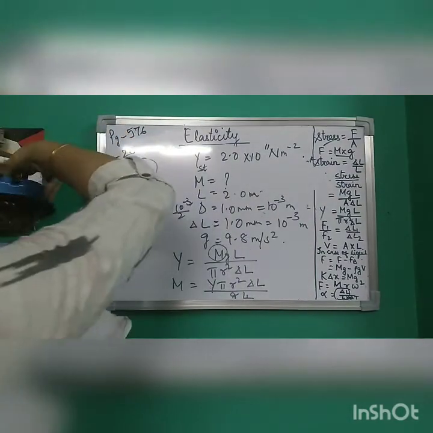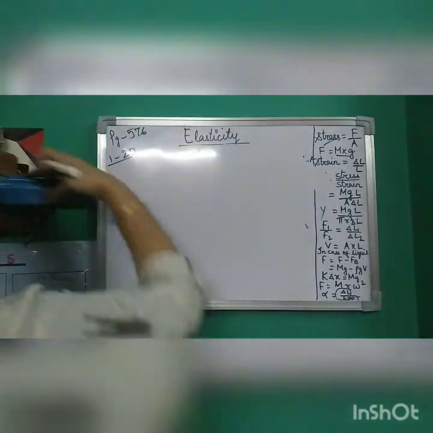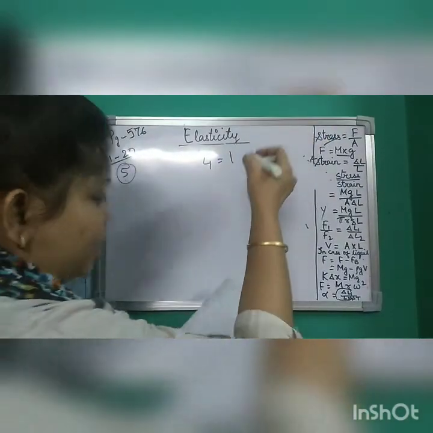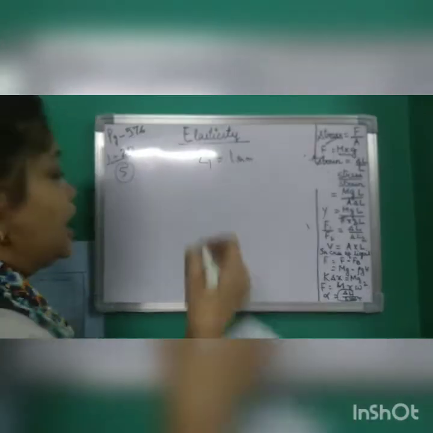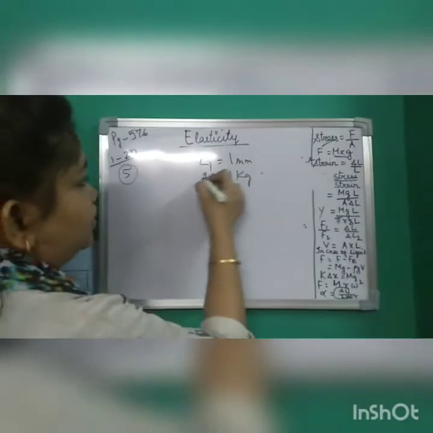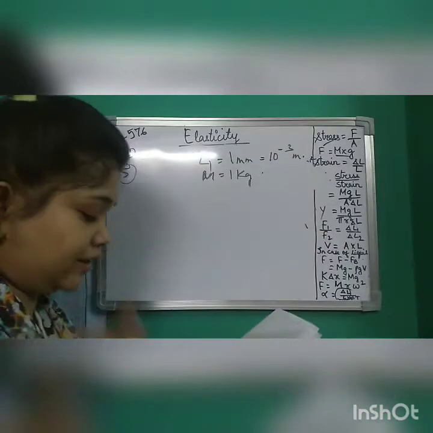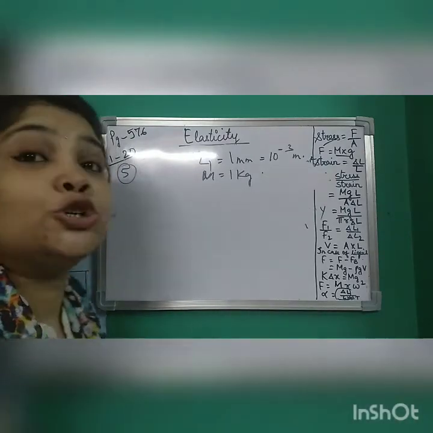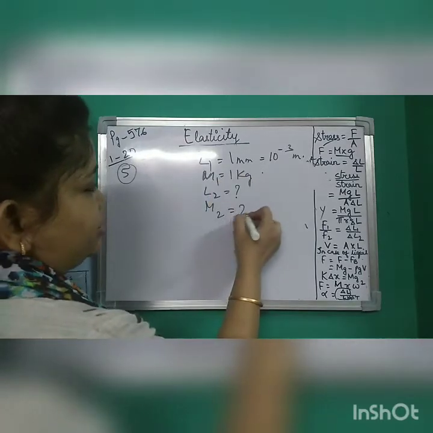Now let's do the next sum. Number 5 sum. So these sums are easy if you know the formula. Now number 5 sum. It's given that if the length of a wire increases by 1 millimeter under 1 kg. That means L1 is given as 1 millimeter under mass 1 kg. So you can convert it into meter, 10 to the power of minus 3 meter. Let us be on the safe side and let us convert it. What will be the increase under 2 kg? That means you have to find out L2. M2 is given as 2 kg.